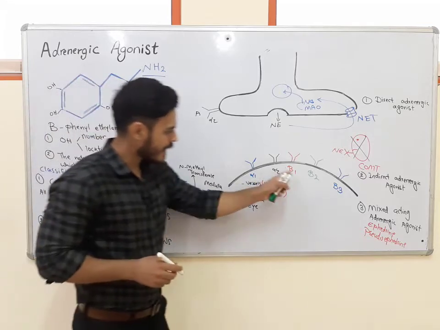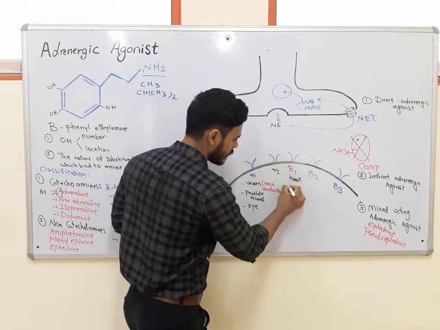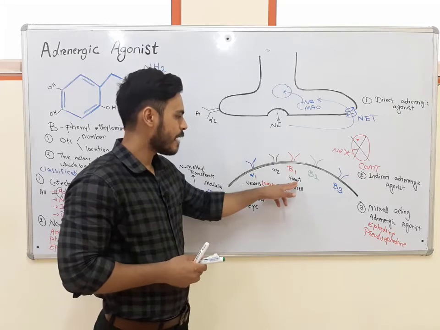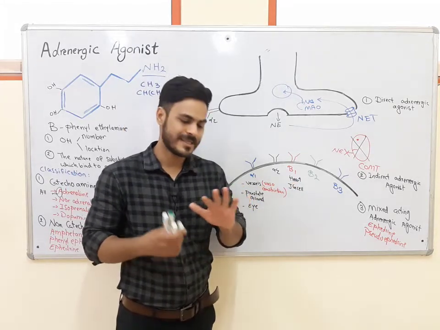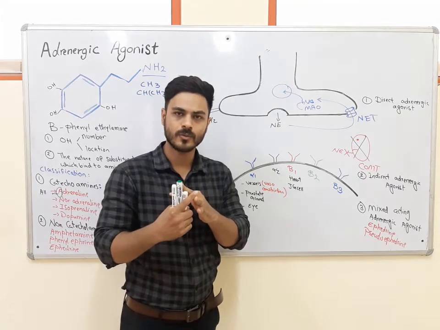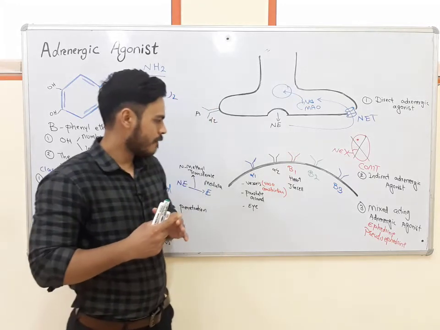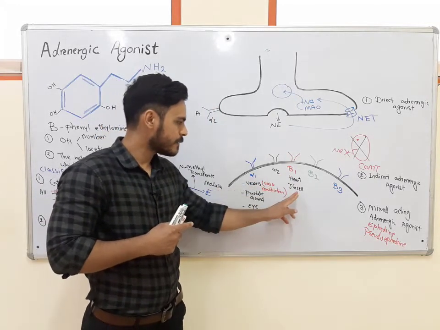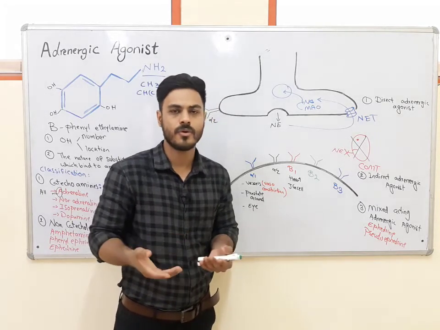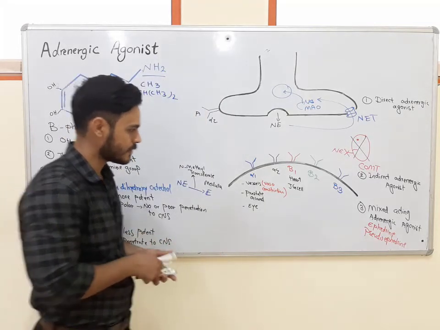Now, where do we have beta-1? Beta-1 is on the heart as well as on the JG cell. Imagine if we stimulate beta-1, what will happen? What is the consequence? It will increase the heart rate, it increases the cardiac output, as well as it can increase the force of contraction. When we stimulate the beta-1 receptor on the JG cell, it increases release of renin, and you know about the RAS system. We'll have a lecture about the RAS system also.